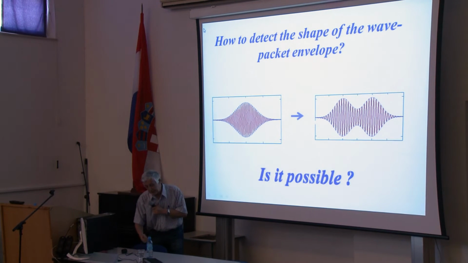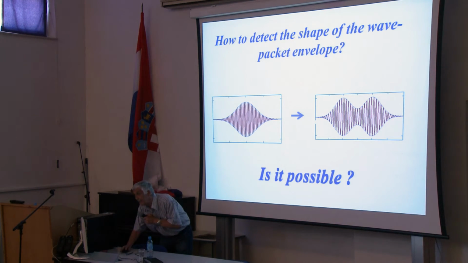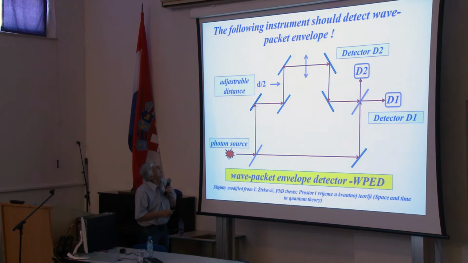And now comes the real question: how experimentally to measure the shape of the envelope? How should you design an instrument which should be able to measure that, not to measure impulse, speed, polarization, which usually is measured, but to measure the shape of the wave? That is a different thing to be measured than the one which usually is done. And that is really the suggested instrument which might measure that, which is in some sense similar to the Mach-Zehnder experiment.